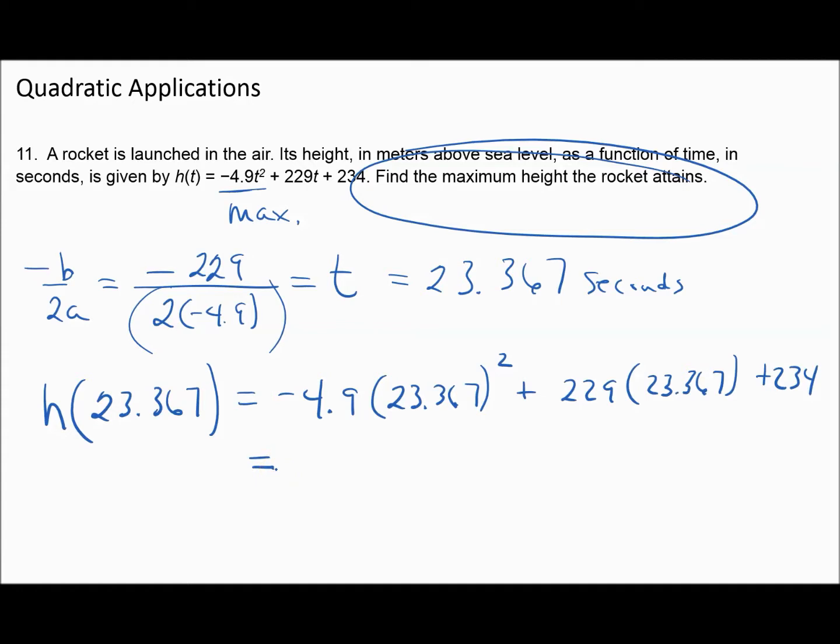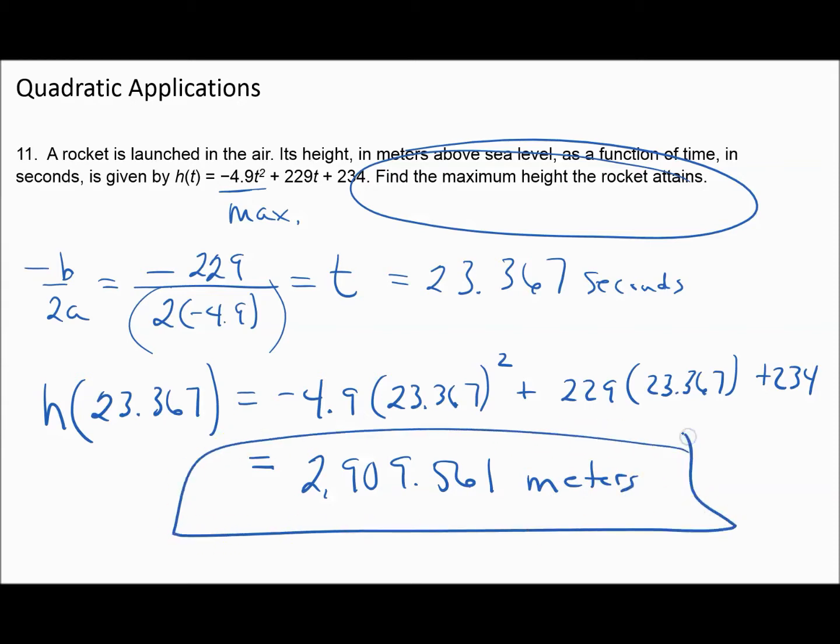Give me just a minute, and I'll tell you what I get. So I've got -4.9 that I'm multiplying times 23.367 squared. And then I'm adding that to 229 times 23.367. And then I'm going to add 234 at the very end. And I get 2,909.561. I seriously doubt you have to go that far out. Remember, this says its height in meters. So this would be meters. And there you go.